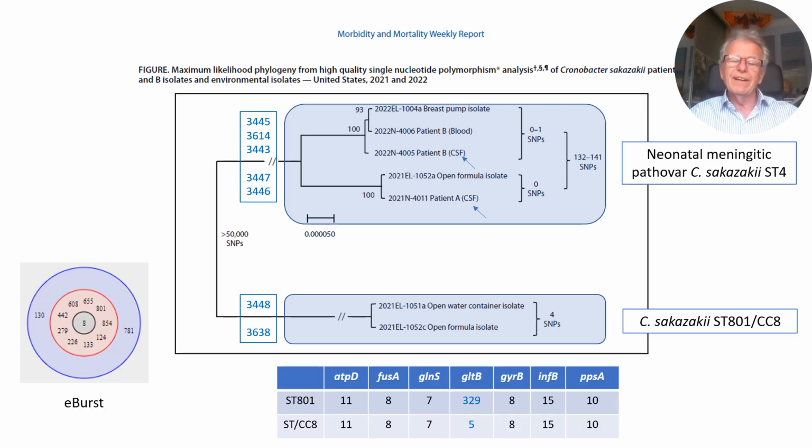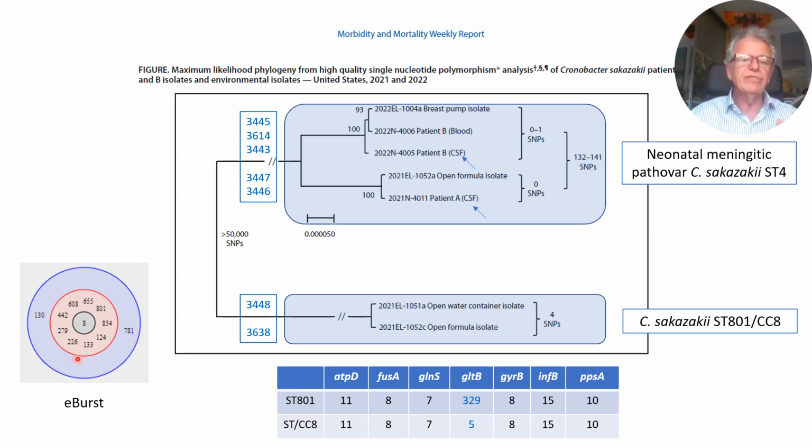Now, clonocomplex and sequence type can be a bit confusing, so I've done a very simple example here. When we look at the 7 loci, here is sequence type 8, and you can see that the locus that differs with sequence type 801 is the clpB1. So there's one locus difference.